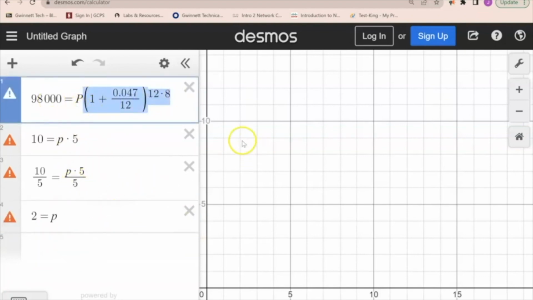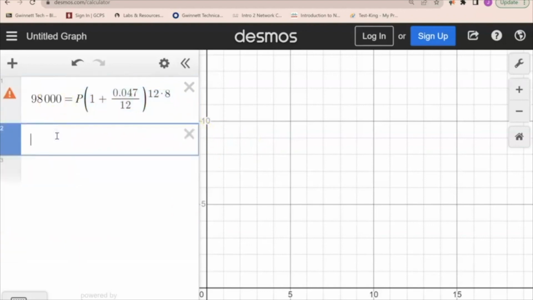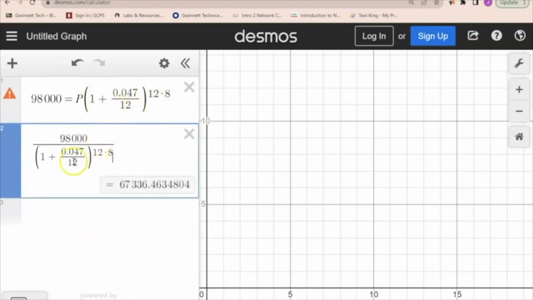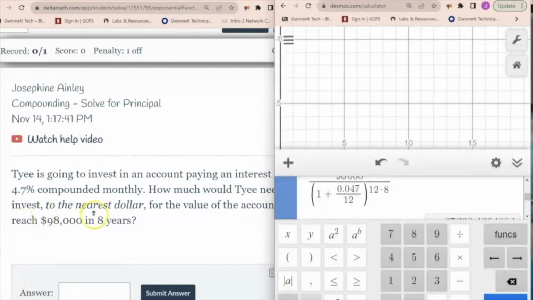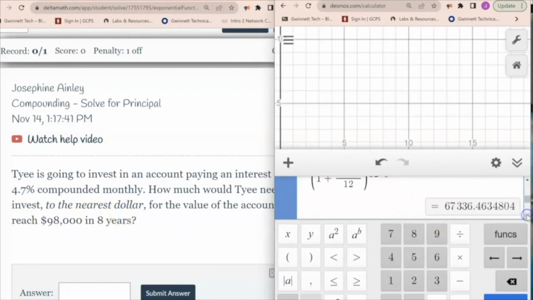So what I'm going to do is take that 98,000, sorry, divided by this number here, which I'm just going to copy and paste. So this is going to give you my p. So I just solved the equation for p. So this is p right here, my principal amount, and I need to round that to the nearest dollar.